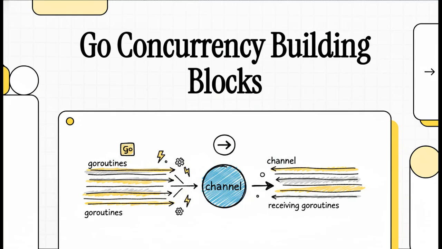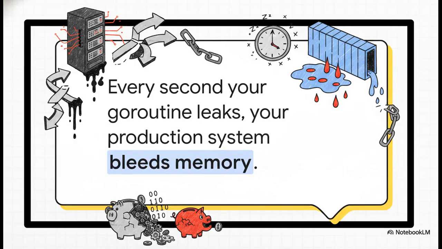Go's approach to concurrency is, without a doubt, one of its most powerful features. So in this explainer, we're going to break down its core building blocks, piece by piece, from the incredibly lightweight Go routine all the way up to the powerful select statement. But let's start with why this is so incredibly critical.